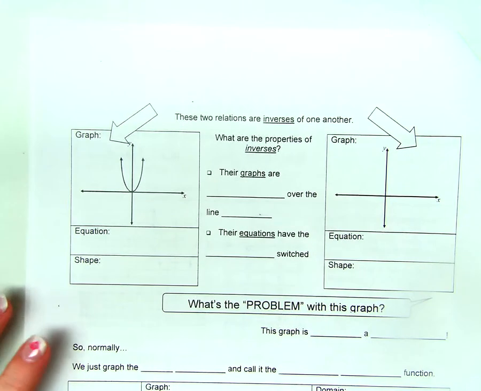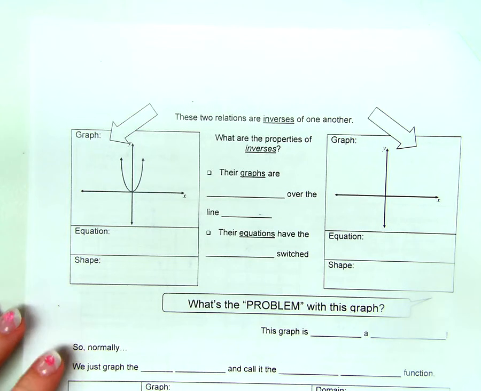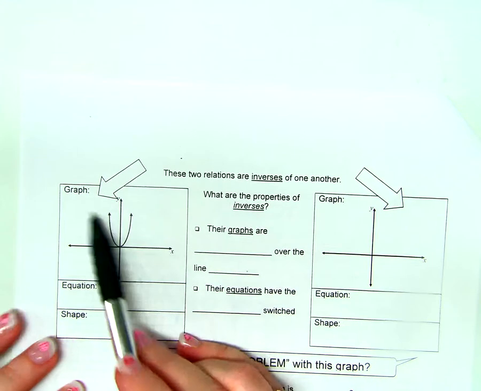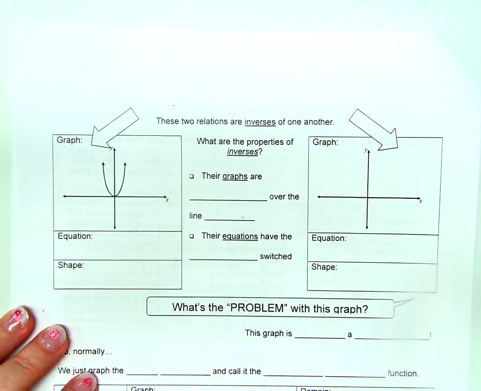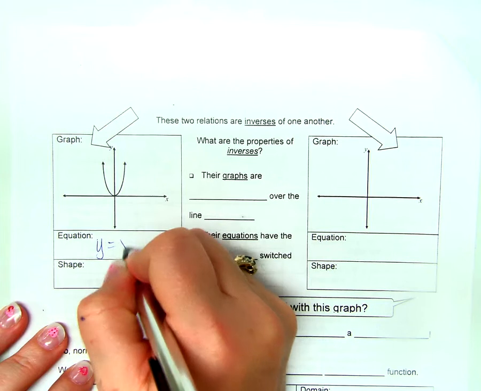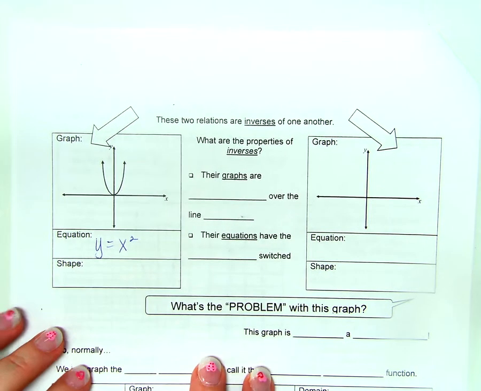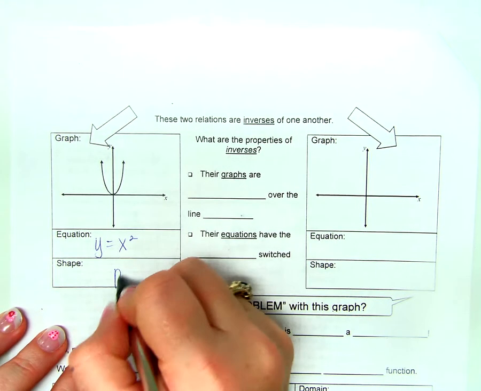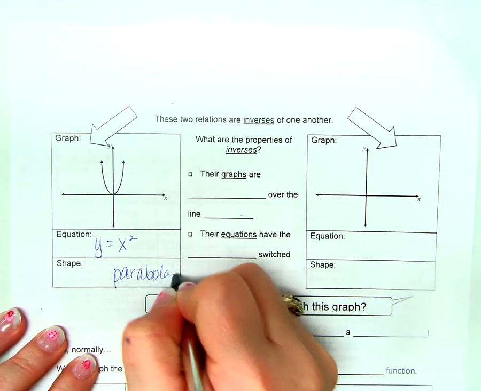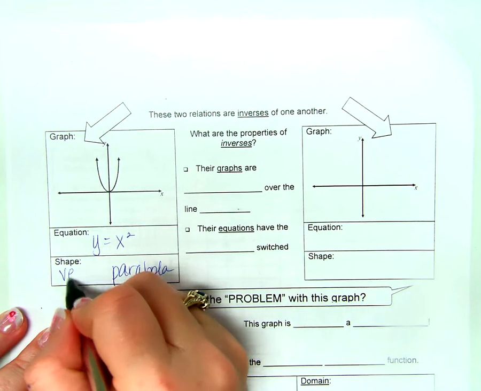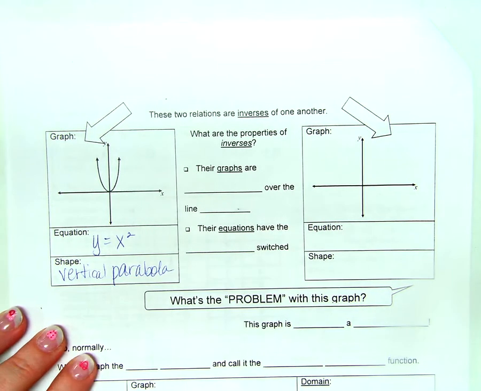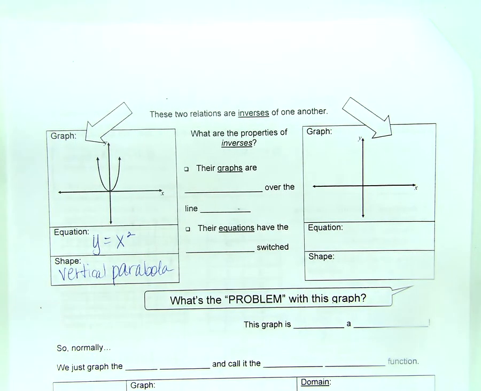Okay, so let's do just a little bit of exploring there. So here's the first one. What's the equation of this graph? Y equals x squared? Right? What shape is that? Parabola. Can I ask you to be a little bit more specific? Vertical. What do I mean by vertical parabola? It opens up or down. This one, in fact, opens up.